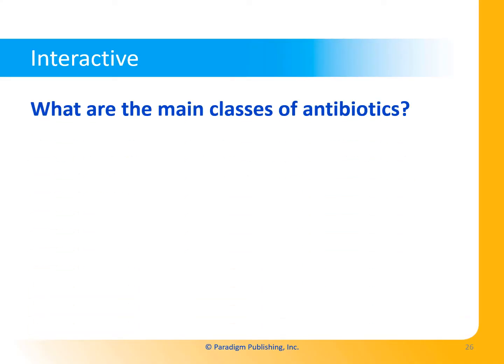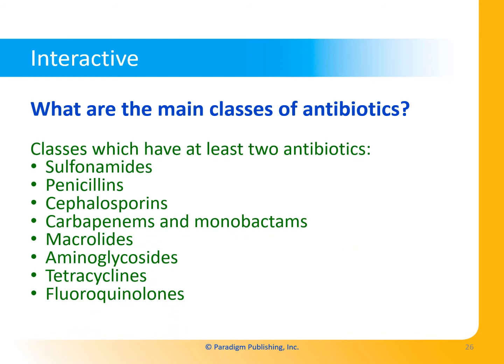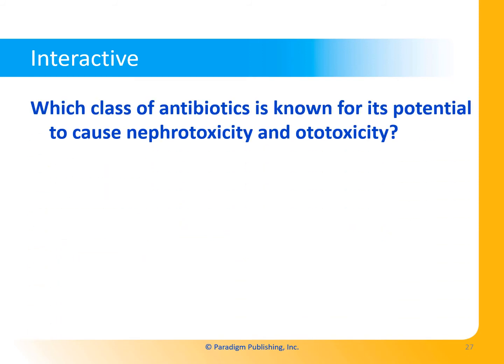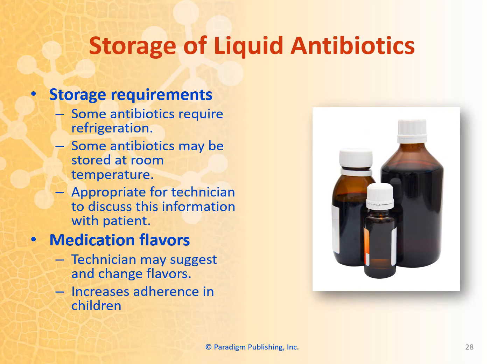So what are the main classes of antibiotics? We have sulfonamides, penicillins, cephalosporins, carbapenems and monobactams, macrolides, aminoglycosides, tetracyclines, and fluoroquinolones. And which class of antibiotic is known for its potential to cause nephrotoxicity and ototoxicity? That would be aminoglycosides.